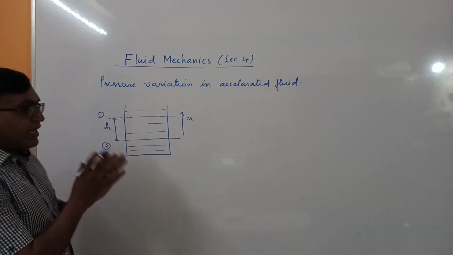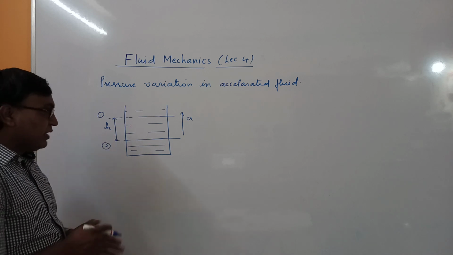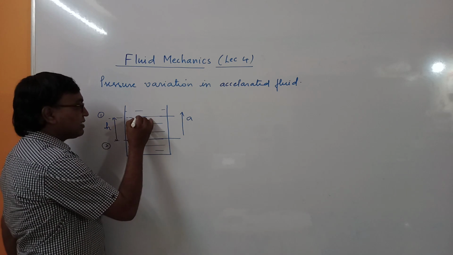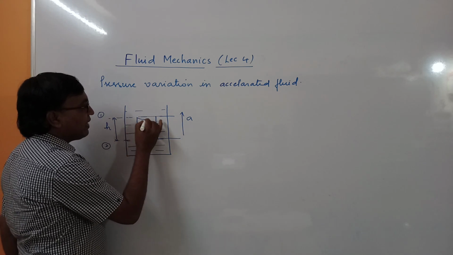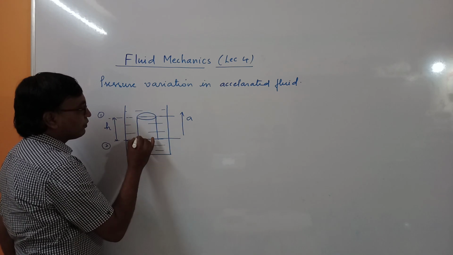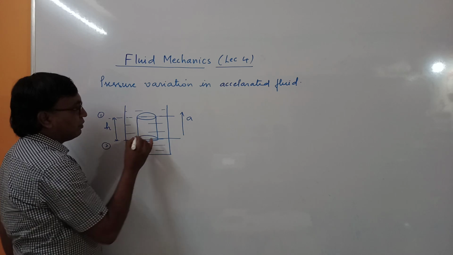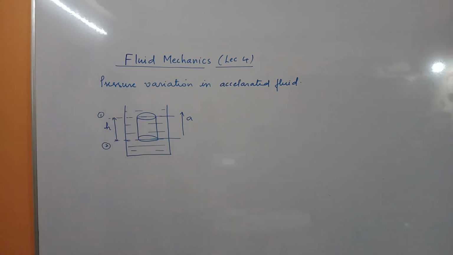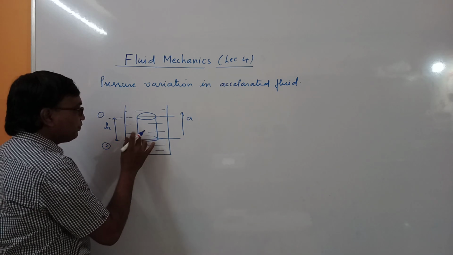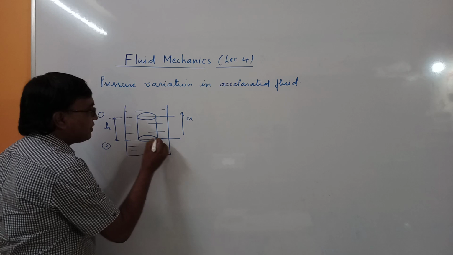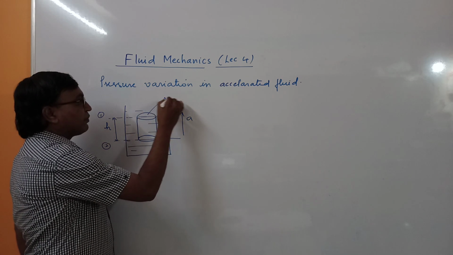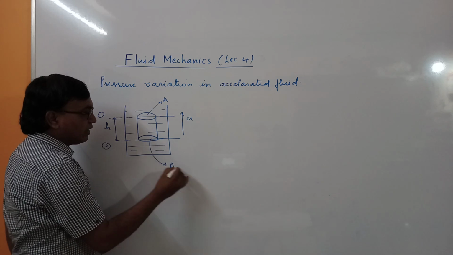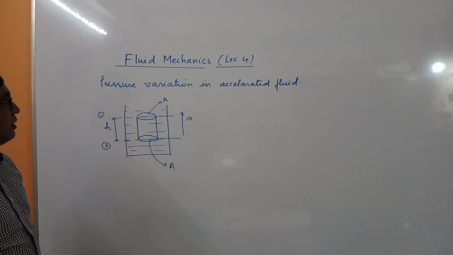And now we'll take some part of the fluid, contained in an imaginary cylinder. So this is the fluid which we are observing. Here the area of cross section is A.